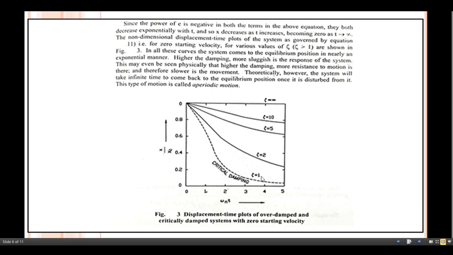Now, if you look at every value of zeta here, in this case the values of zeta are 1, 2, 5, 10 and infinite. Every line drawn here lies on one side of the time axis, which means this is the case of aperiodic motion. It will take infinite time to reach this axis.